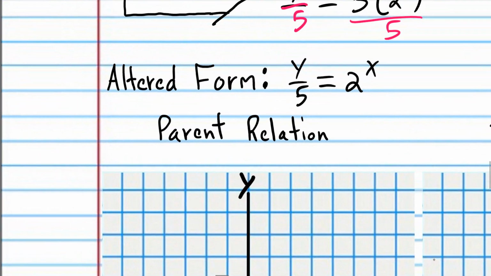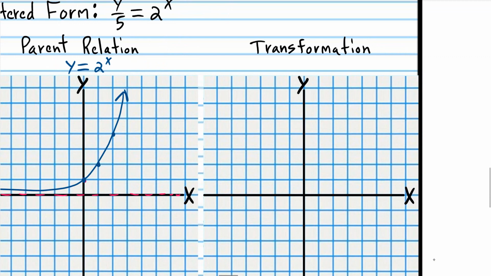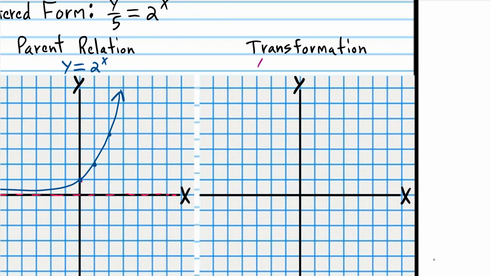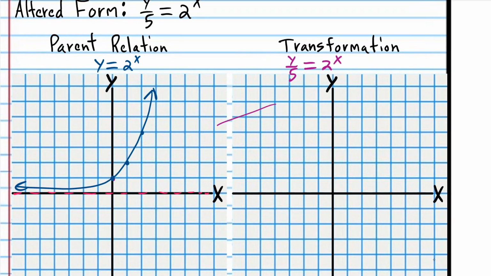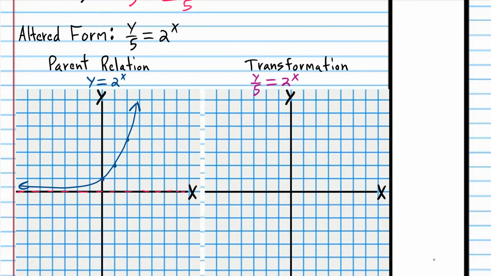So the parent equation is obviously y is equal to 2 to the x. It's an exponential relation. The point 0, 1 is always a reference point we can use. Plug in 1, you get 2. Plug in 2, you get 4. And that is the parent graph. So now we're going to graph y over 5 is equal to 2 to the x. That means to multiply all the y values in the graph of the previous equation by 5. So we have the point 0, 1, that becomes 0, 5.